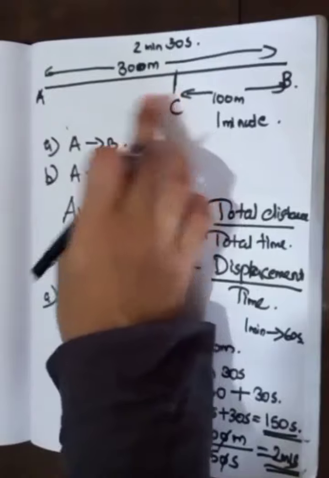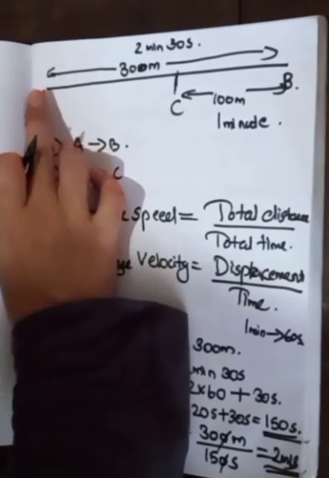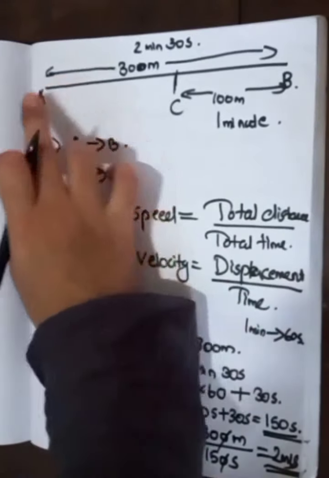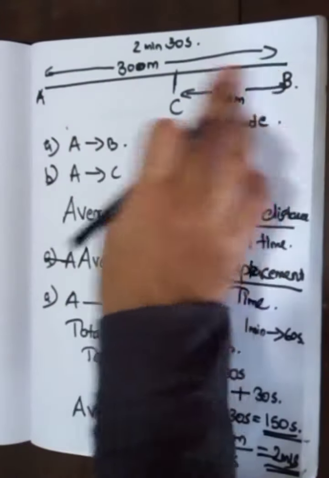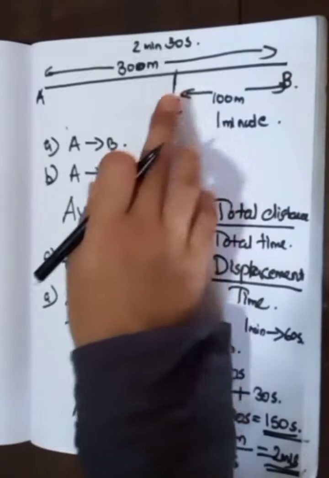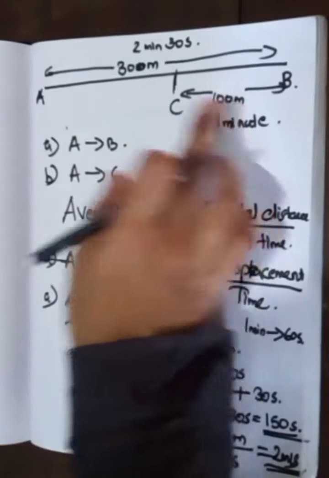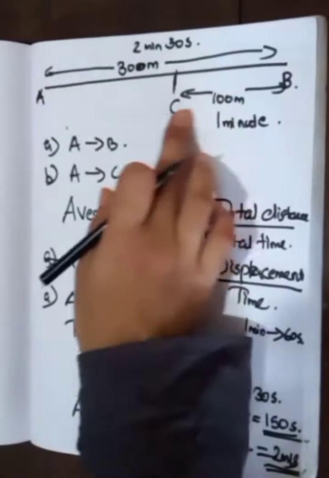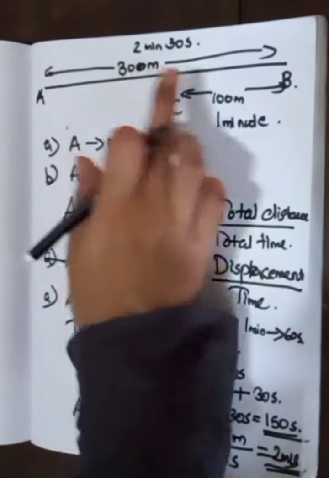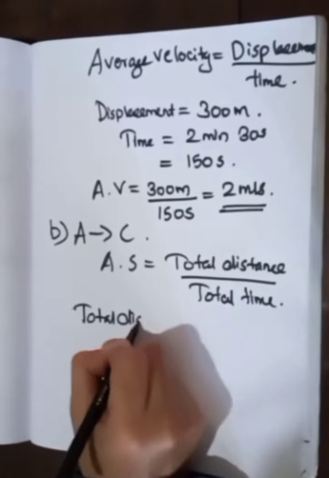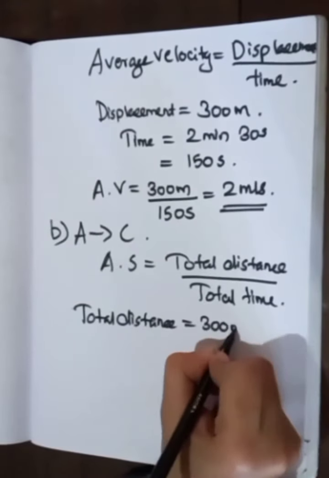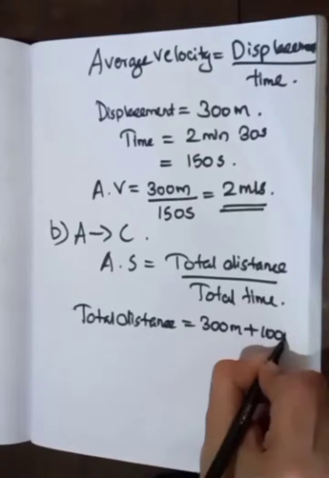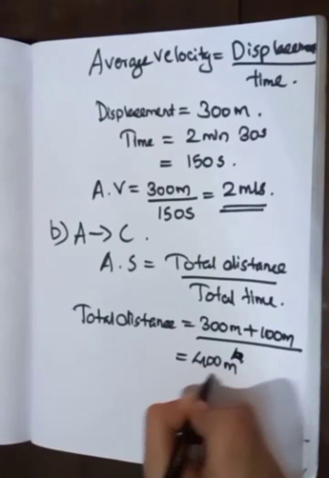From A to C, Joseph first jogs from A to B, then B to C. From A to B it is 300 meter, and from B to C it is 100 meters. So the total distance covered by Joseph is 300 plus 100. Total distance is 300 meter plus 100 meter, 400 meter.